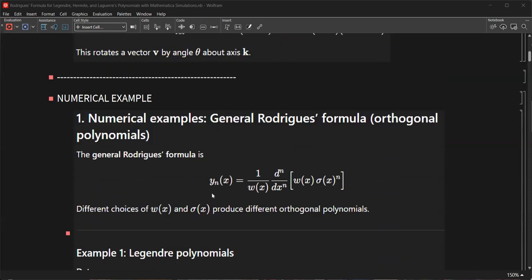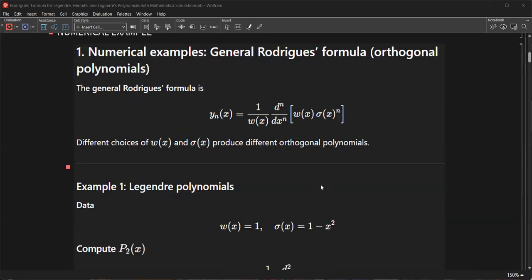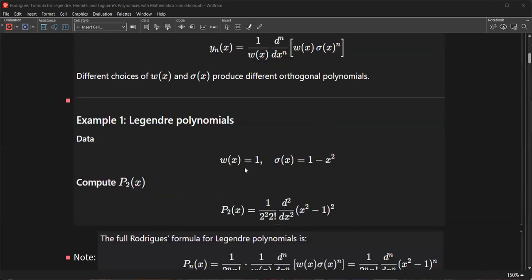We have the numerical examples for the general Rodrigues formula for orthogonal polynomials. The general Rodrigues formula is given by these equations. Different choices of W of x and sigma of x produce different orthogonal polynomials. So we have the example of Legendre polynomials. We have the given W of x equal to 1, and sigma of x equal to 1 minus x squared.